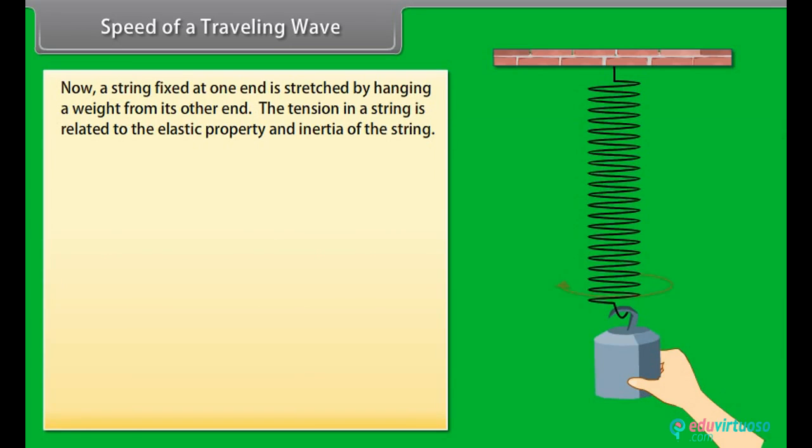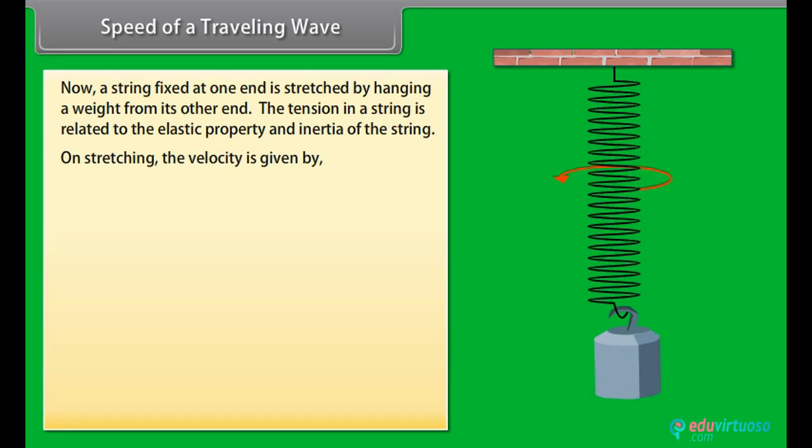Now, a string fixed at one end is stretched by hanging a weight from its other end. The tension in a string is related to the elastic property and inertia of the string. On stretching, the velocity is given by C = √(T/πr²ρ). Here, r is the radius of the string and ρ is the density of the material.